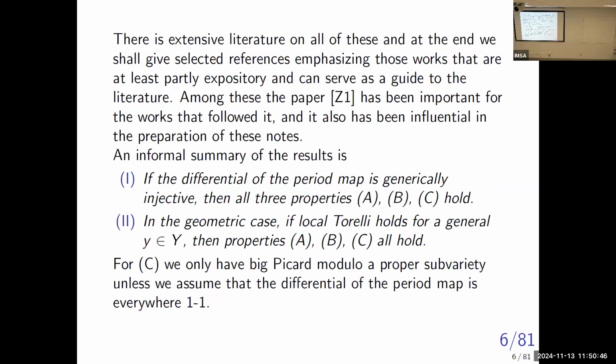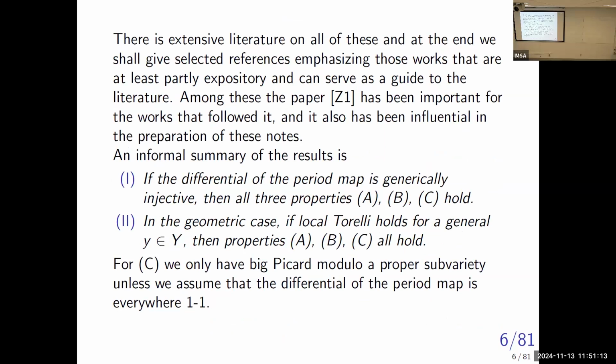So I think it's basically clear that two implies one. If locus rarely holds, then you have, that's more or less by definition. And then you have all three of these properties. For C, you only will get Picard modulo a proper subvariety. That's the subject of well-known conjectures that have a lot of arithmetic significance.